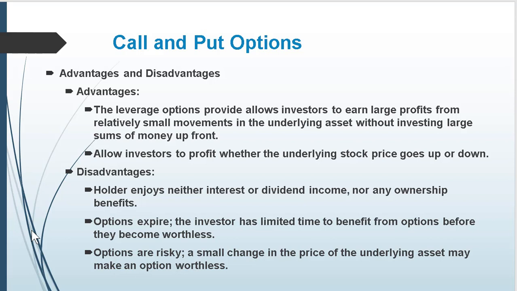Options do expire. They only have a limited lifespan, and it's relatively short term. The longest term that you can typically buy a regular option is 90 days. Options are very risky, right? A small change in price can make an option ultimately worthless. So there are advantages and disadvantages. An investor, especially a beginning investor, should be very concerned and very conservative when it comes to investing in options.